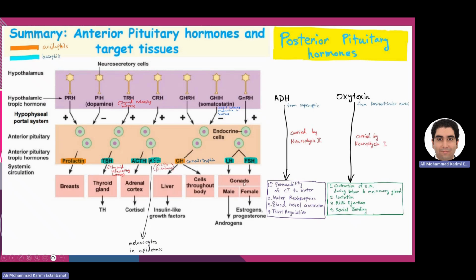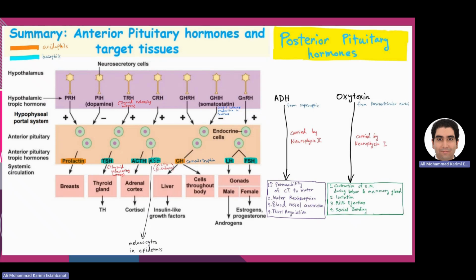These two go to the gonads, and in males, they cause androgen to be produced, and in females, they cause estrogen and progesterone to be produced. So all these were everything you need to know, besides the histological look of that area, for the anterior pituitary.